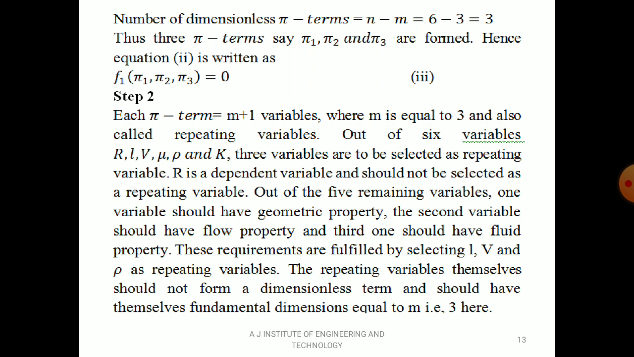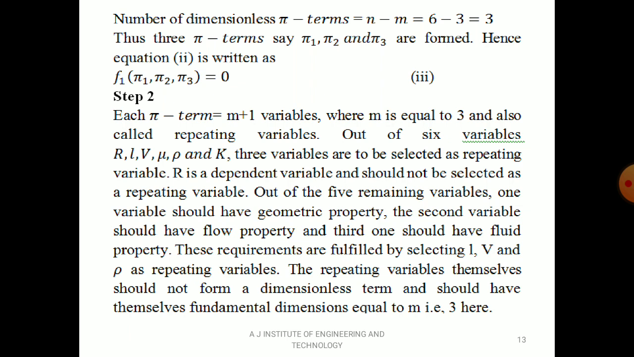Out of the 5 remaining variables, one variable should have a geometric property. Each pi term equals m plus 1 variables, where m is equal to 3, and these are also called repeating variables. That's what I told. Out of the 6 variables r, l, v, mu, rho and k, 3 variables are to be selected as repeating variables. R is a dependent variable and should not be selected as a repeating variable. That is according to point number 1 of the methods of selecting repeating variables. R cannot be taken as a repeating variable because it is a dependent variable.